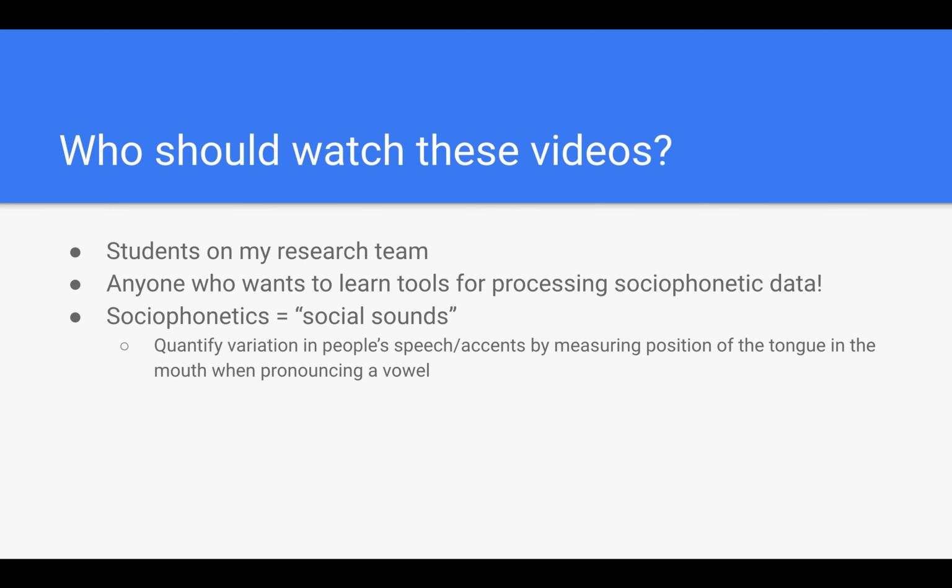And that tongue position is actually recorded by the computer as formants F1 and F2. And so we're going to extract measurements of F1 and F2 as a quantitative metric for accents. And then we can do statistics to understand how different people talk. That's kind of the big picture here.